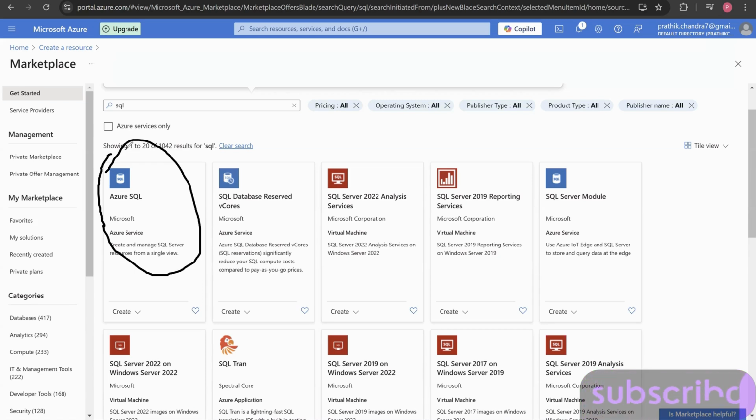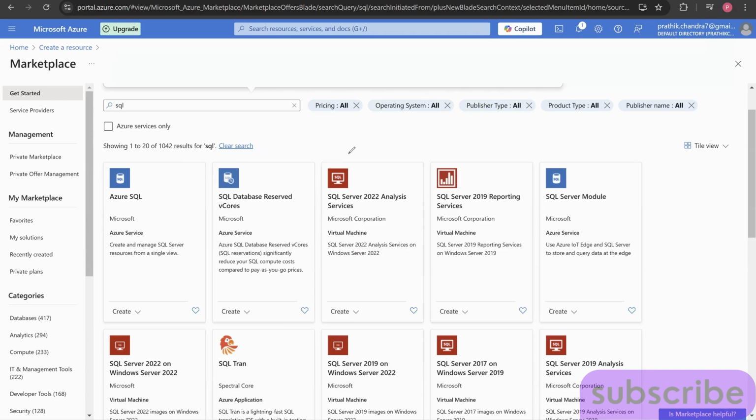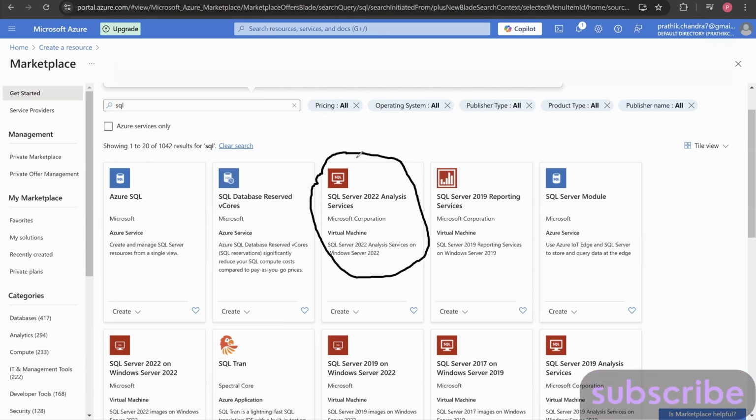Then there is an unmanaged service. An unmanaged service can be this one, SQL Server 2022 Analysis Services. Basically, whenever you create a virtual machine, you will be responsible for setting up the operating system, managing the updates, patches, maintenance, and security. You will be the one who is responsible for controlling all of these.